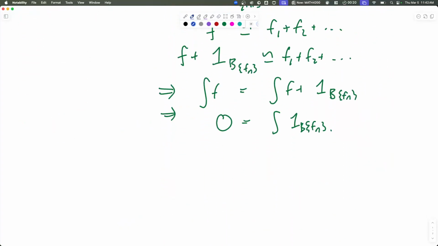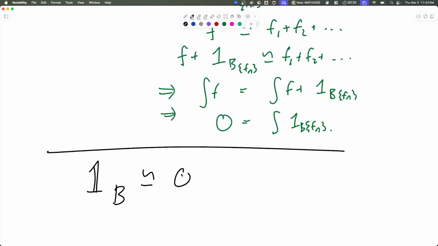And I'll give you an example. On the quiz, a ton of people got this question wrong. They said the indicator of a null set is sim equal to 0 plus 0 plus 0 plus 0. And this is false. This is a false statement.